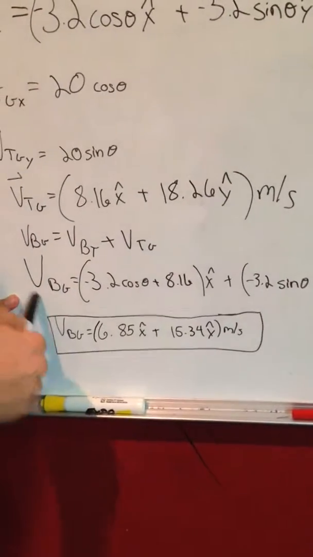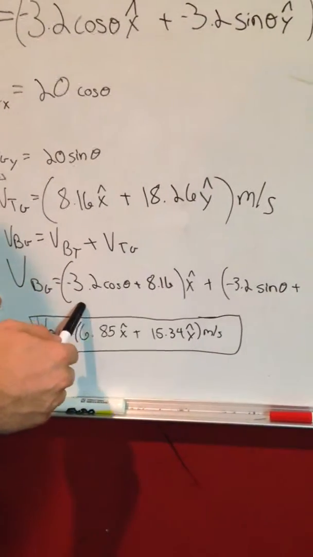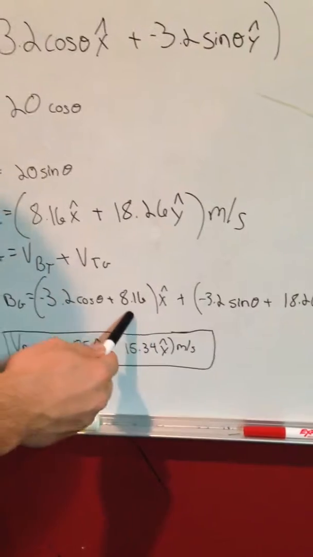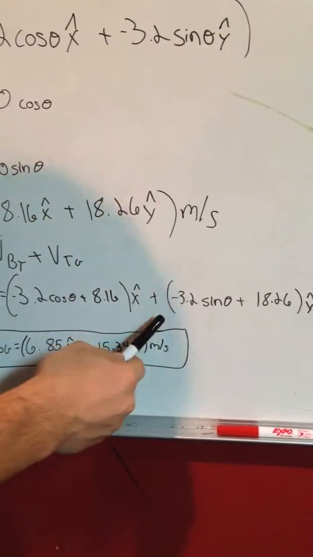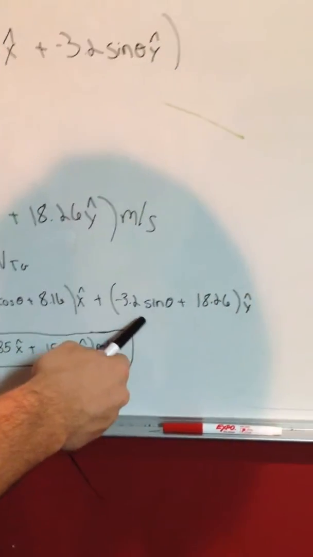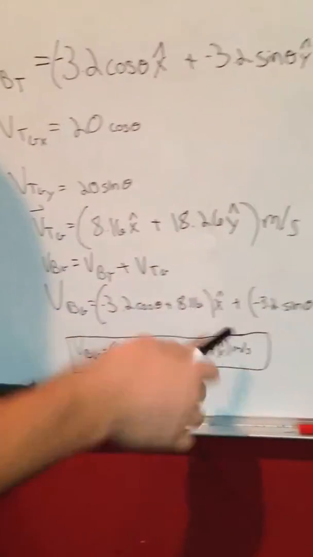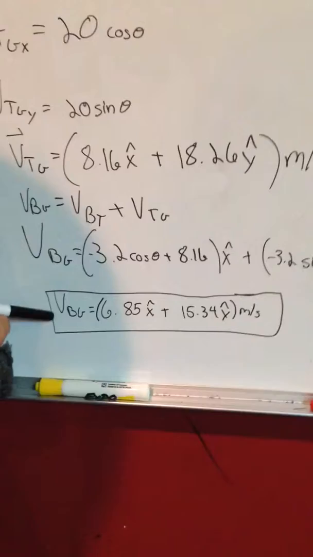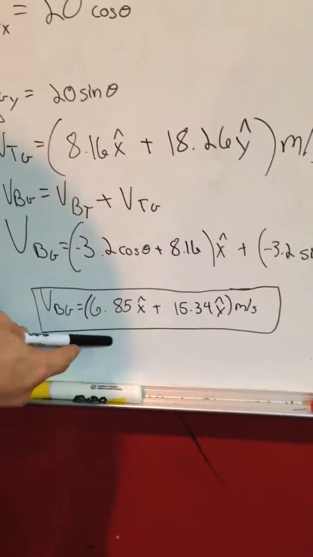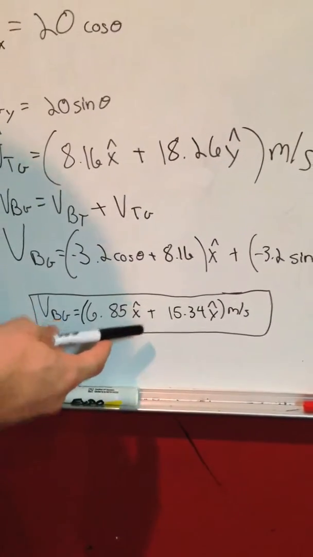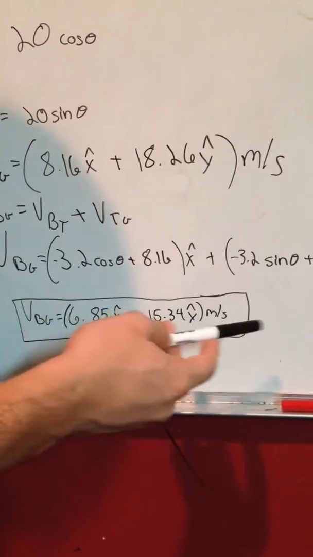So we get velocity of the ball to the ground equals negative 3.2 cosine theta plus 8.16 x hat plus negative 3.2 sine theta plus 18.26 y hat. And we add those together using our calculator. We get the velocity of the ball relative to the ground is 6.85 x hat plus 15.34 y hat meters per second.